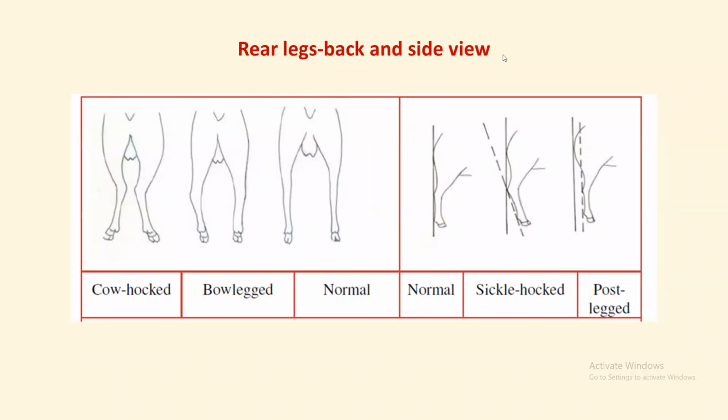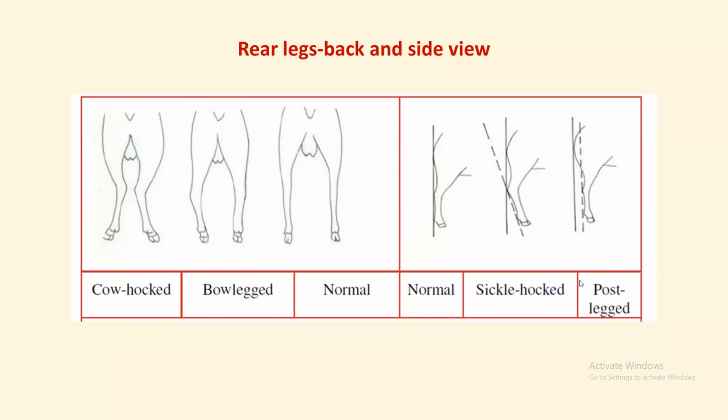Next is the same thing in the rear leg. In the rear leg, you compare this. The first part is the rear leg from the back side view. If you see from the back side, the rear leg which has this cow hocked. First is cow hocked, then bow legged, then next is normal. You can appreciate this change in the structure of the leg. And definitely we are going to select the animal which has normal rear legs. And if you see this rear leg from the side view, you can compare the sickle hocked and the post legged.